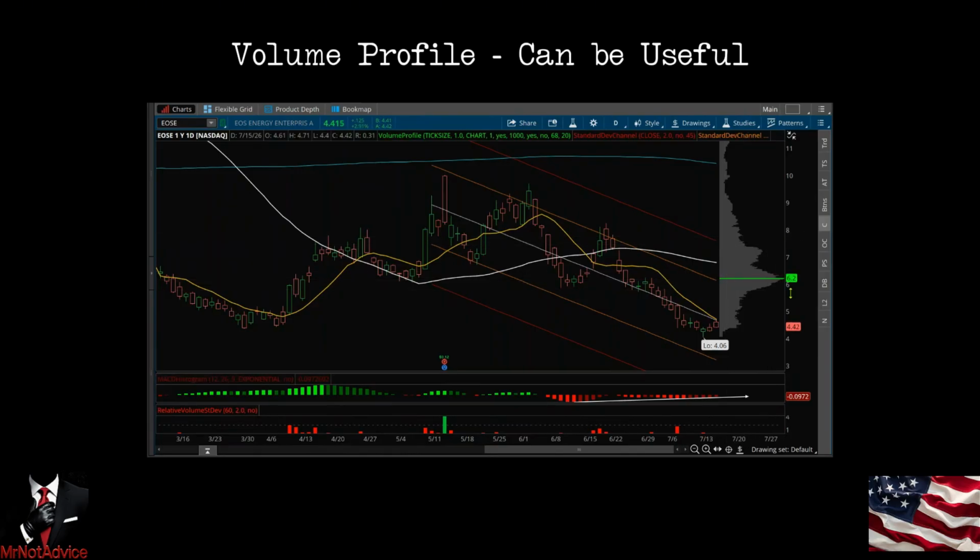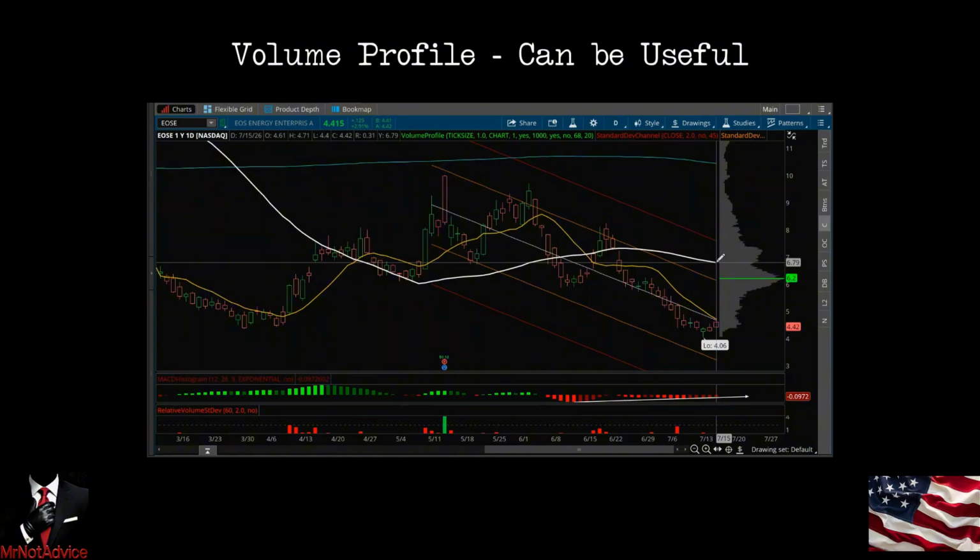So again, what do you do there? If I'm looking long, I sure as hell don't want my point of control to be right above where I'm entering. Why? It could act as resistance. Same thing, I don't want my 50-day to be right above where I'm entering. I want it to be at least 3 to 4% away. Why? It could act as resistance because so many market participants use it.